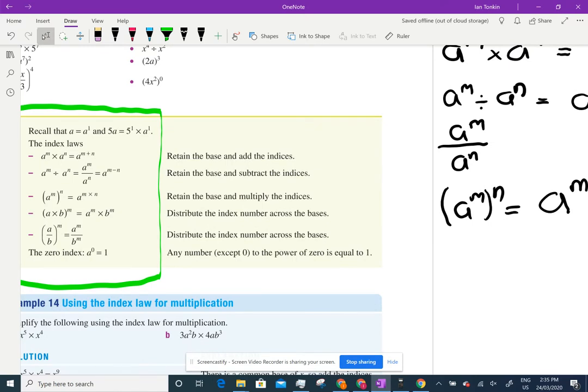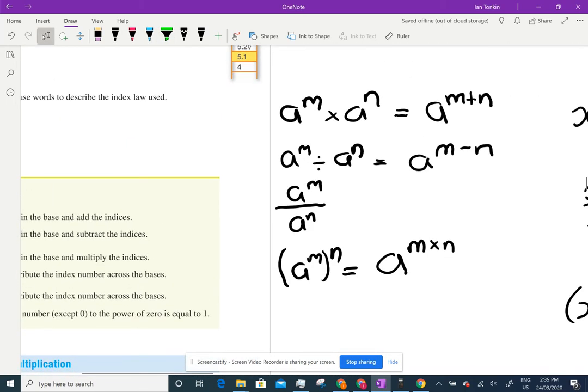The other two, these two here, I'm not going to write them in because I'm not that fussed about them. They're pretty obvious. The other one I'm going to write, so there are index laws, our index laws. Right, they're the laws we have to follow when we're doing this.